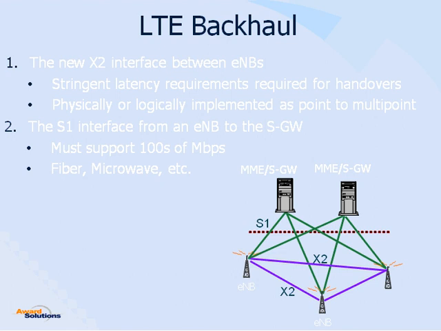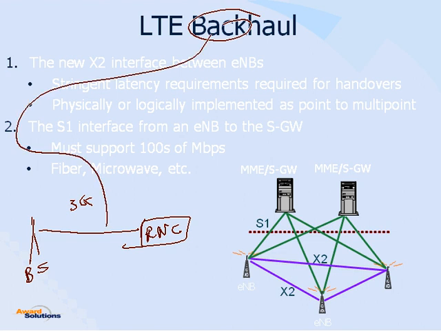Backhaul. Normally, when we hear the term backhaul in 3G, we are thinking about the connectivity between the base station and the RNC. So that is our traditional backhaul, right? However, in LTE, we have sort of two types of backhaul. So we have the normal radio and the core type backhaul, which is the S1 interface. Okay, and here we are more worried about user plane, S1 user plane.